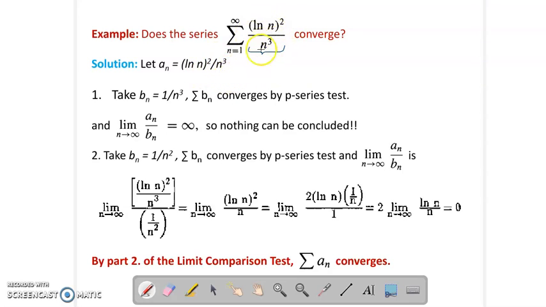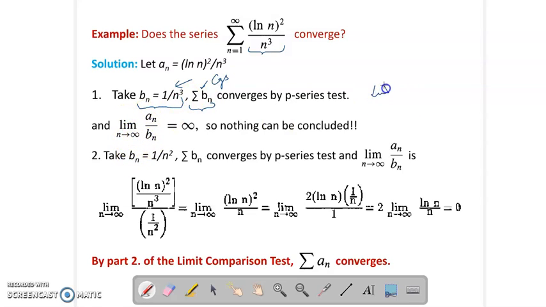Now looking at the series, we cannot say how the series behaves as n tends to infinity, so we will just take some value of bn. Looking at it, n cube is there in the denominator, so we'll just try with bn equal to 1 by n cube, and we know that by the p-series test this series converges. Now check what is the limit n tending to infinity of an by bn.